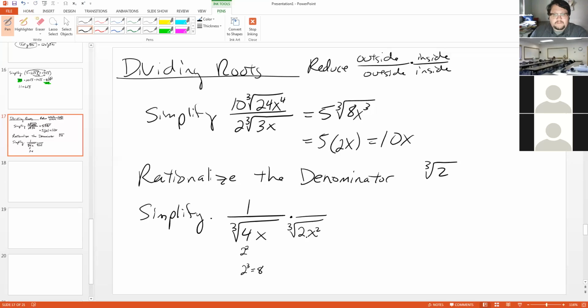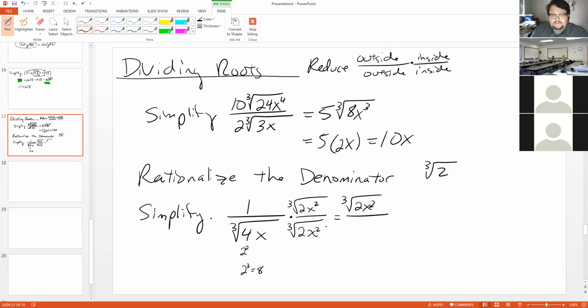But I can't just multiply the bottom of an expression. I have to multiply the top by the same thing. So understand what I'm doing here is I'm asking myself, what is the bottom missing to make it a perfect cube? And the 4 is missing another 2 to make it an 8. And the x is missing 2 more x's. So you're asking yourself, what is it missing on the bottom? And that's what you're going to multiply top and bottom by.